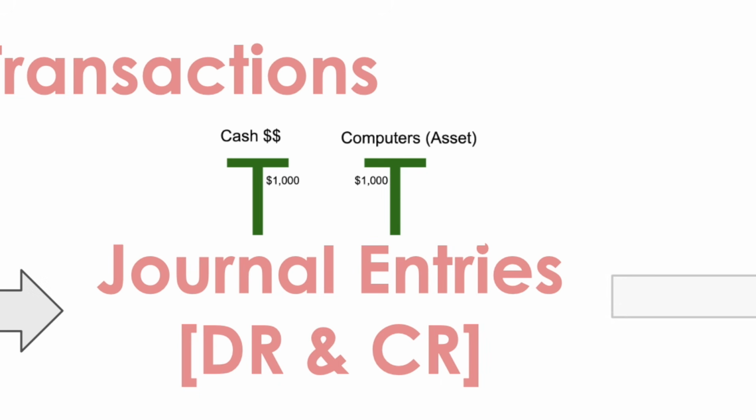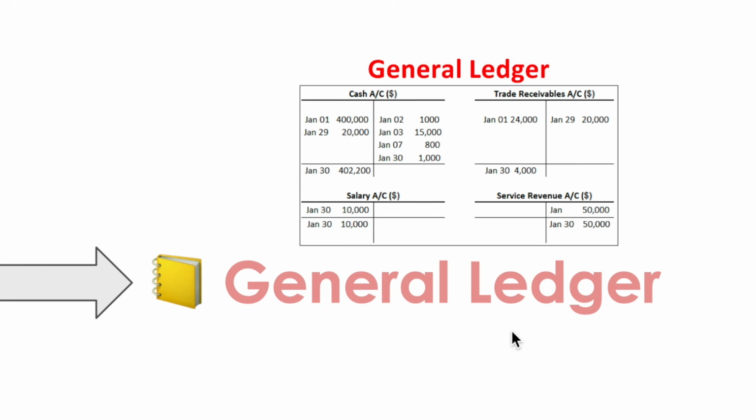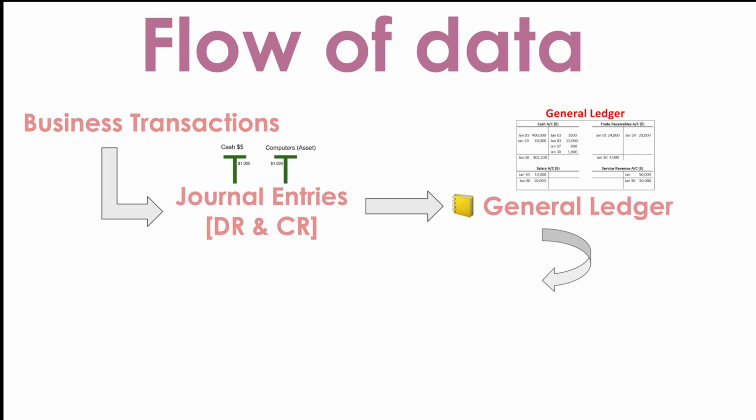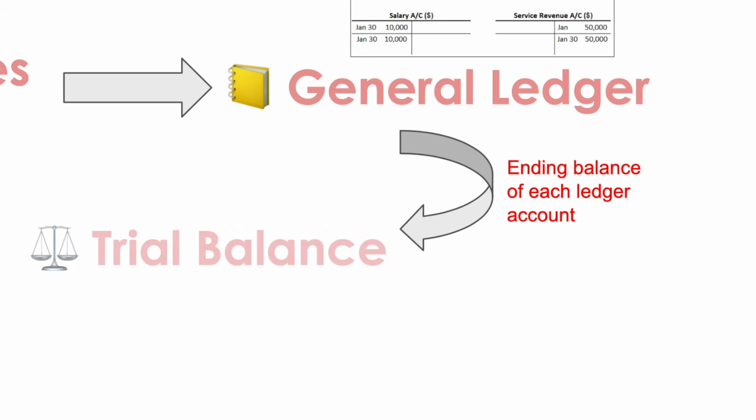And then these journal entries get recorded in the general ledger. The general ledger, one for each account, records the business transactions in each one of the general ledger accounts. So you have one for cash, one for trade receivable, for salaries, computers, etc. These are the general ledger accounts. And then once you have these transactions recorded in a general ledger, you take the ending balance of each of the ledger accounts and you summarize that in what we call the trial balance.